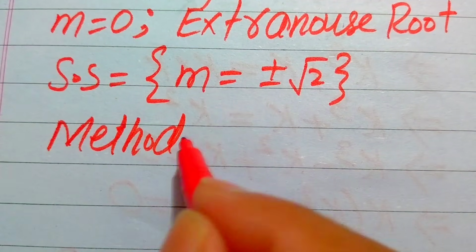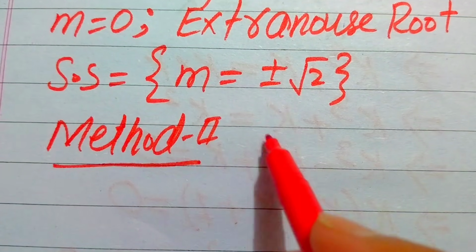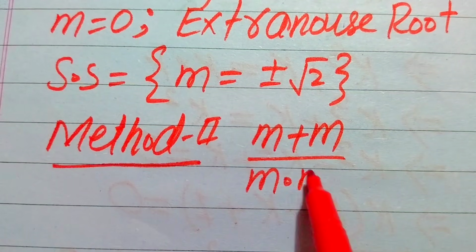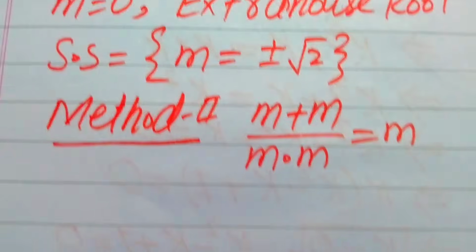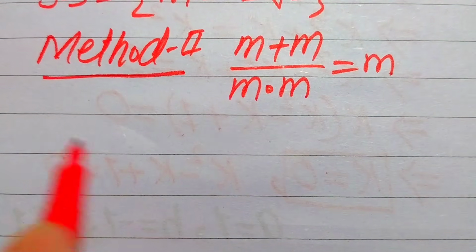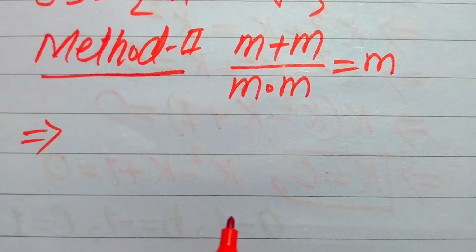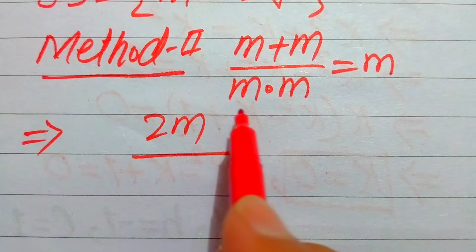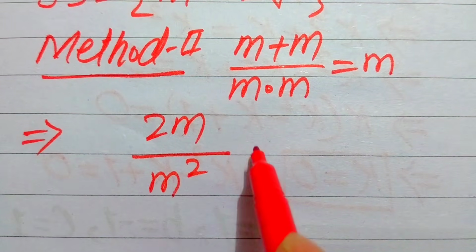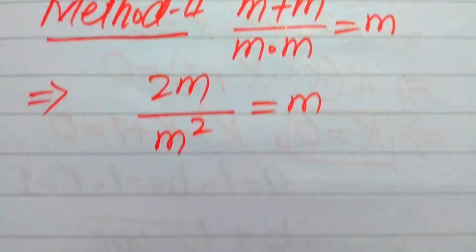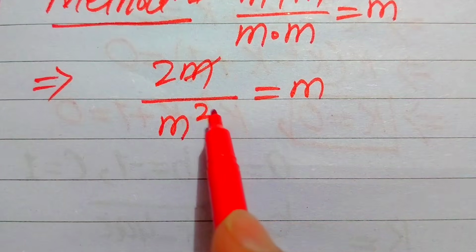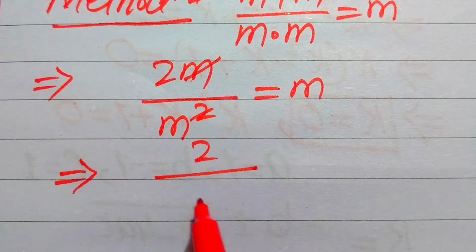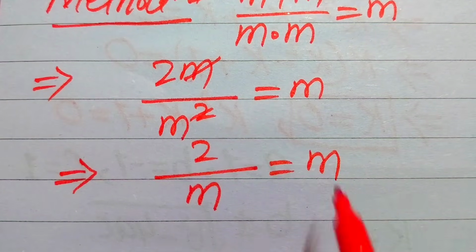and now we again solve this problem by the second method. So for the second method we need to copy down the given question statement. Here it is m plus m divided by m multiplied by m is equal to m. So here our second method is a very straightforward or quick method. Here we quickly determine the solution set of this problem. So we have m plus m becomes 2m divided by m multiplied by m becomes m square, and this is equal to m. And you see that this m and this 1 m are cancelled out by each other, and from here we get 2 divided by m is equal to m.